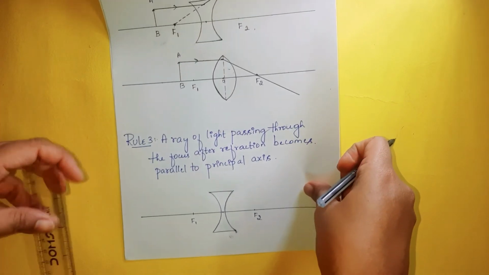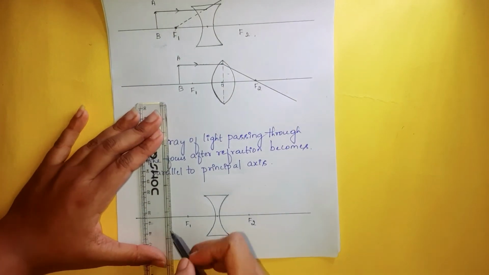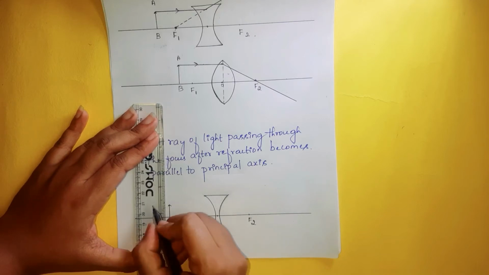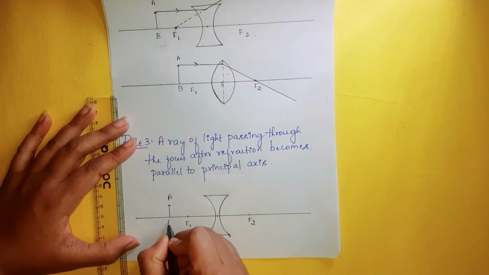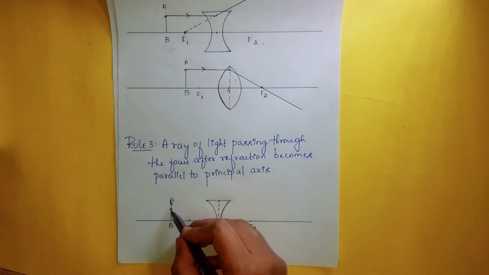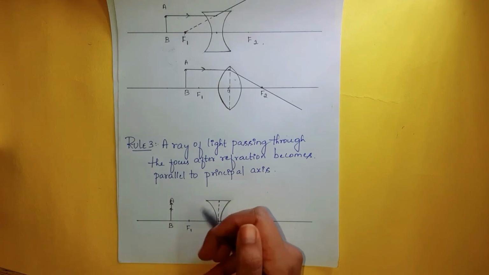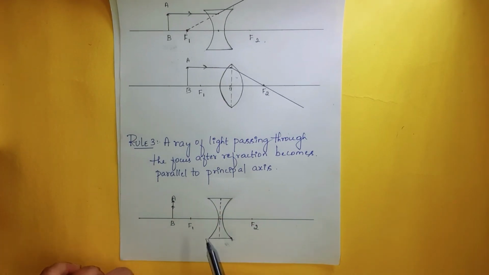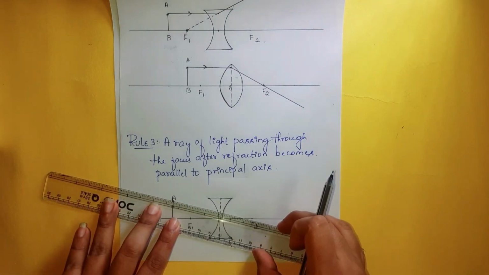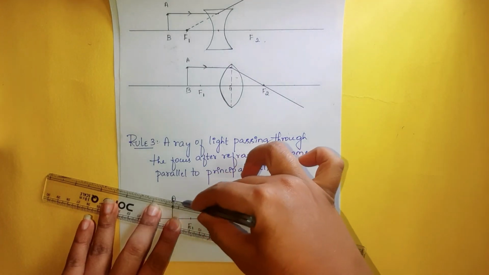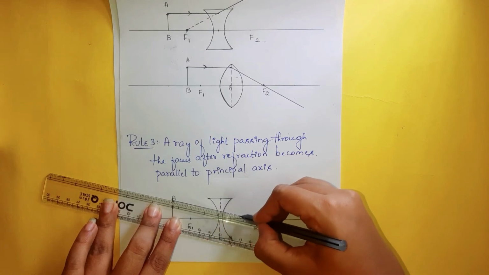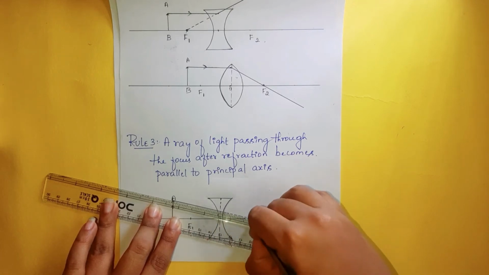Now I'll place an object here. I'll name it AB. So this is the object. I've just extended the line. Now we'll draw a line, the incident ray, up to half of the lens. We'll draw the normal line. From there we'll draw dotted lines to the focus point, that is F2.